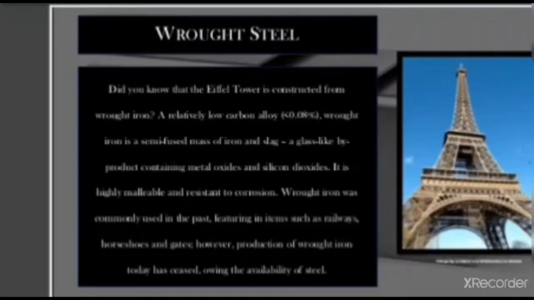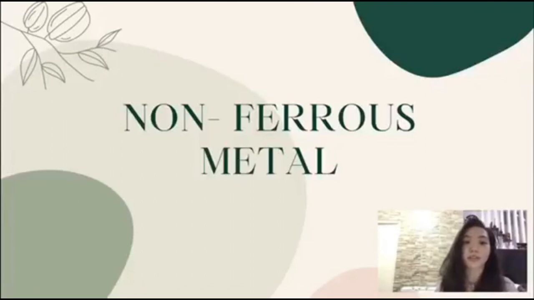The fifth one is wrought iron. Did you know that the Eiffel Tower is constructed from wrought iron? A relatively low carbon alloy, 0.08%, wrought iron is a semi-fused mass of iron and slag, a glass-like byproduct containing metal oxides and silicon dioxide. It is highly malleable and resistant to corrosion. Wrought iron was commonly used in the past, featuring in items such as railways, horseshoes, and gates. However, production of wrought iron today has ceased, owing to the availability of steel. I'm going to discuss non-ferrous metals.